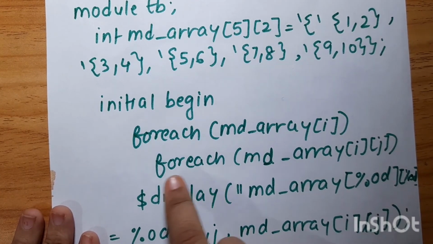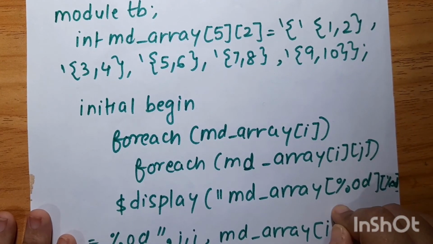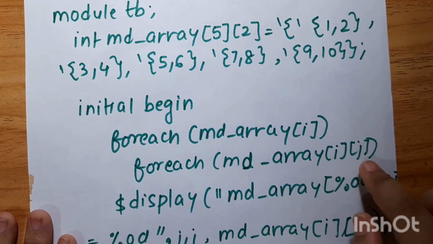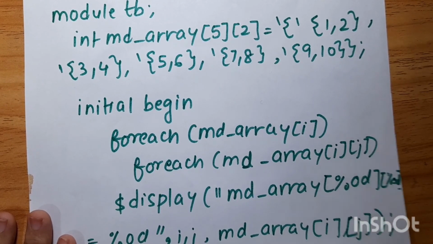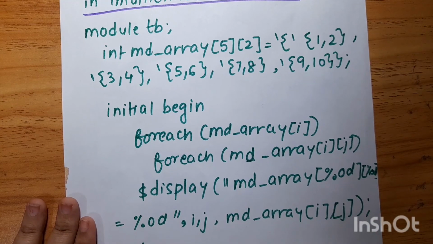In the second foreach, for MD underscore array, here I am putting the two dimensions i and j. It means for every i value there would be two j values, 0 and 1. So j will go from 0 to 1 and i can iterate from 0 to 4. This is how it has been put. Now, I have to do only one display work here, so I have not used begin end. Only one statement is there. Though there are two foreach loops, for the respective dimensions, there is only one statement.